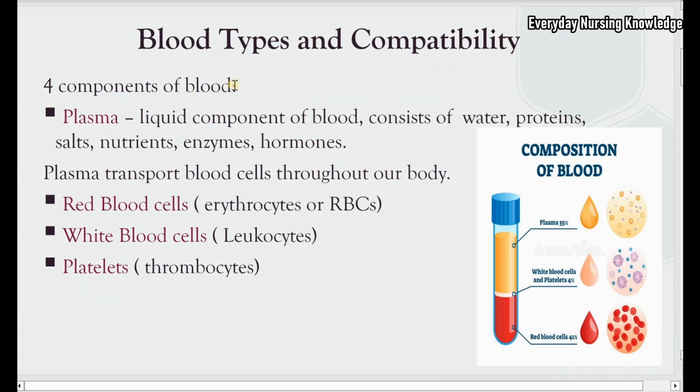Four components of blood are: one is plasma. Plasma is the liquid part of the blood. It consists of water, proteins, nutrients, salts, enzymes, hormones. It also helps to transport blood cells throughout our body.